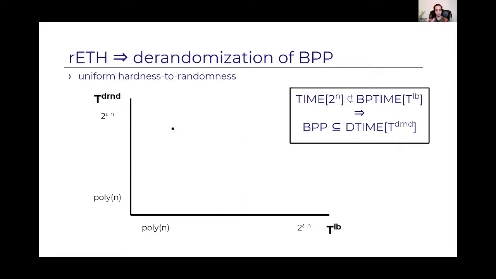So let's quickly chart a plot. This is a plot of the hardness versus the randomness. So on the x-axis, we have the lower bound. And as we move to the right, the lower bound becomes stronger. And on the y-axis, we have the de-randomization time. And as we move to the bottom, the de-randomization becomes faster. And this is what we'd like to prove. Stronger lower bounds give stronger de-randomization.